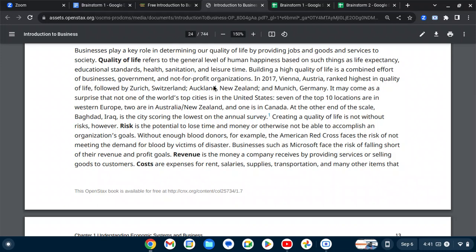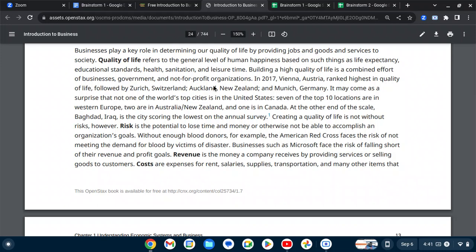Creating a quality of life is not without risks, however. Risk is the potential to lose time and money or otherwise not be able to accomplish an organization's goals. Without enough blood donors, for example, the American Red Cross faces the risk of not meeting the demand for blood by victims of disaster. Businesses such as Microsoft face the risk of falling short of their revenue and profit goals.